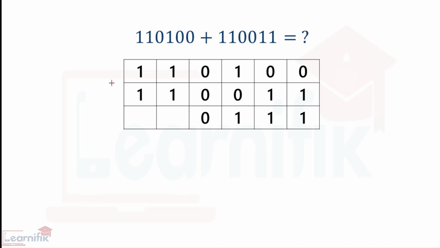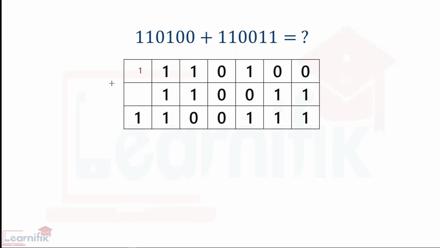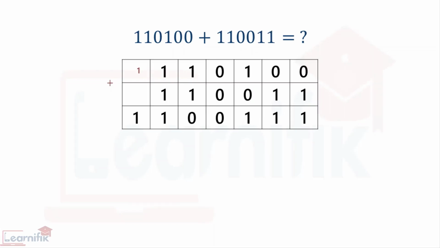In the fifth column, you have 1 plus 1, which gives 0, remainder 1, which you carry over to the sixth column. For the sixth column, we have 1 plus 1 plus the remainder 1. When you add the numbers, it gives 1, remainder 1. Write down 1 and take the remainder to the seventh column. In the seventh column, since there is nothing to add, write down the remainder 1.